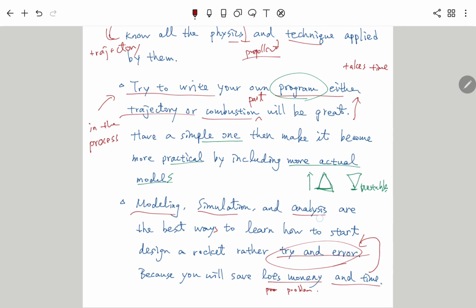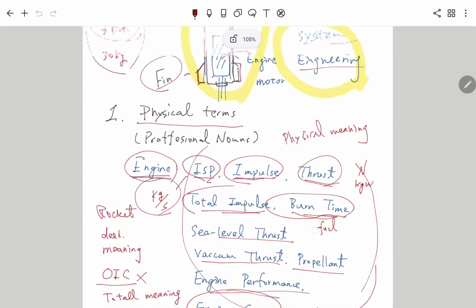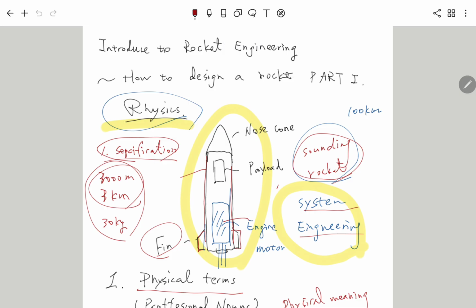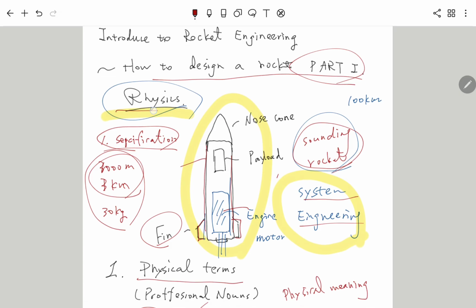All right, these are my suggestions, and you don't really have to follow them, because this is how to design a rocket part 1, and we will have part 2. I just want to mention how important the role of physics is in designing a rocket, and in part 2 I will introduce how to use systems engineering to design the rocket, and I will show you a very horrible design example that shows the problems you will make if you don't use this way.